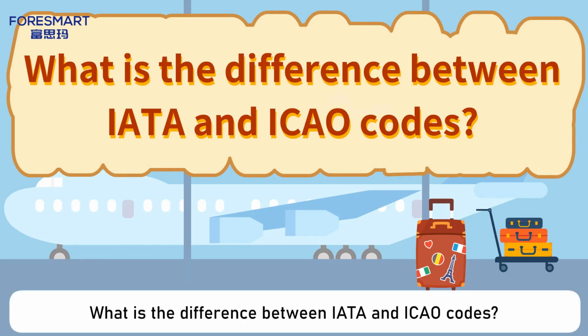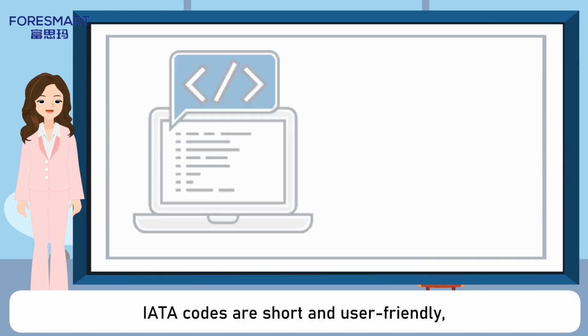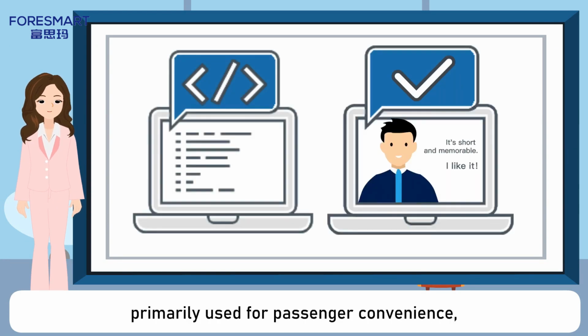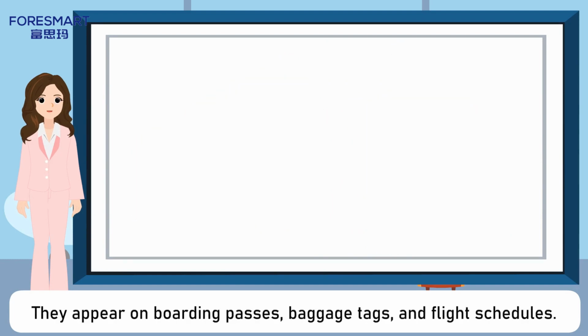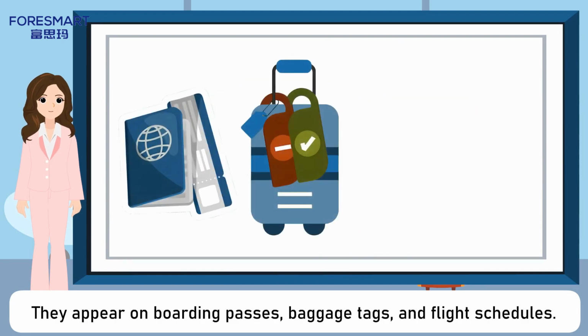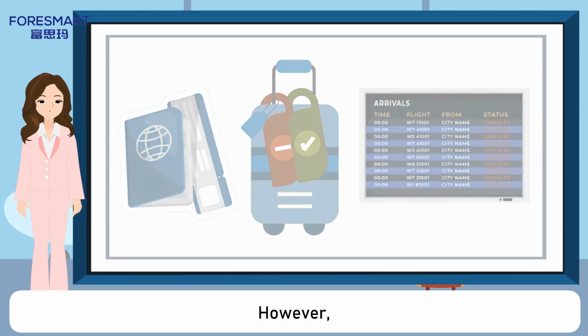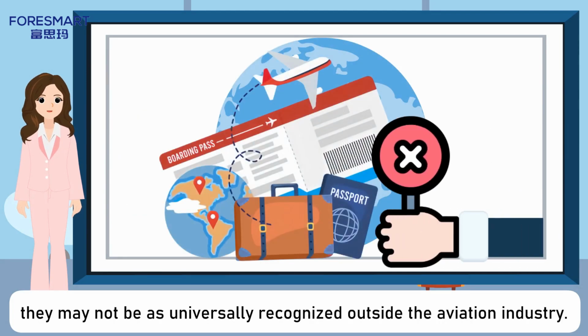What is the difference between IATA and ICAO codes? IATA codes are short and user-friendly, primarily used for passenger convenience, ticketing, and luggage handling. They appear on boarding passes, baggage tags, and flight schedules. However, they may not be as universally recognized outside the aviation industry.